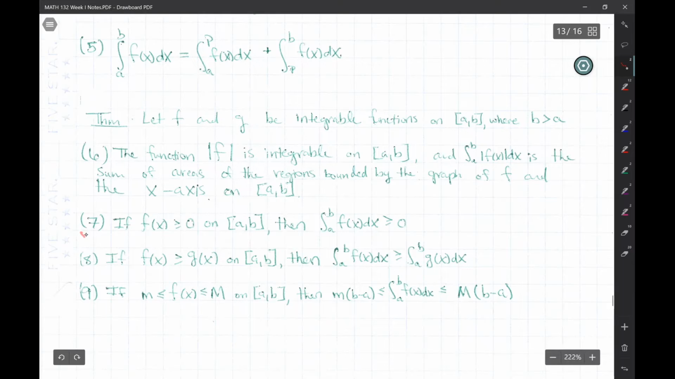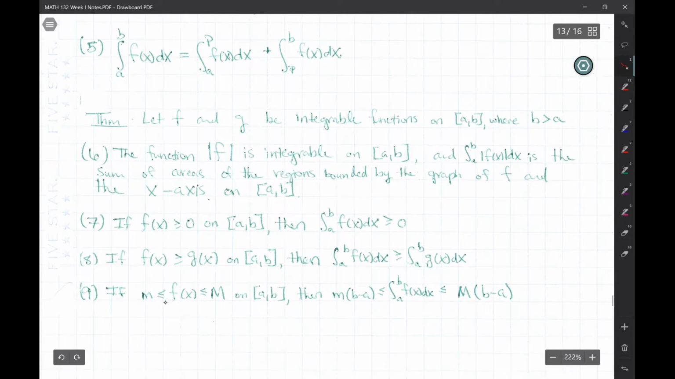Another property of the definite integral is that if the function is greater than or equal to 0 on a to b, well, that means everything is above or on the x-axis, and so we would expect that the net area will also be greater than or equal to 0. If some function is greater than or equal to another function, so if f is greater than or equal to g on a to b, then the net area, the definite integral of f from a to b, will be greater than or equal to the definite integral from a to b of g of x. And here, definite integral, net area, right, it's the same thing.